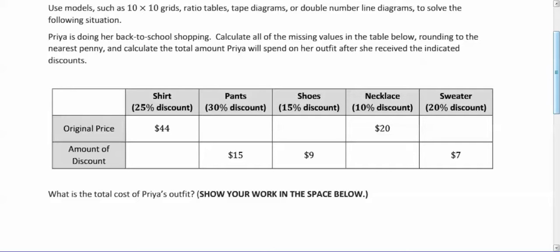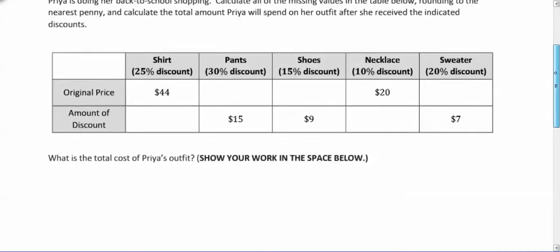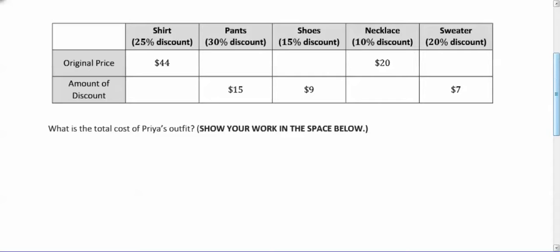All right, so there's a few things that we need to look at here. First of all, we know that she is shopping for a shirt, pants, shoes, necklace, and a sweater. And the top row says the discounts, right? So this is all going to be the percent saved. So let's think about this. If she's saving 25%, what percent is she paying? 75%. Good. If she's saving 30%, that means she's actually paying what percent? 70%. If she saves 15%, what percent is she paying?